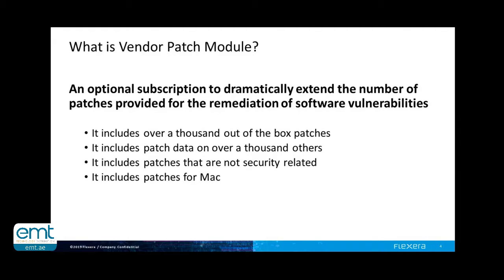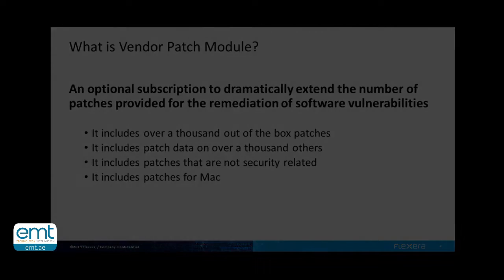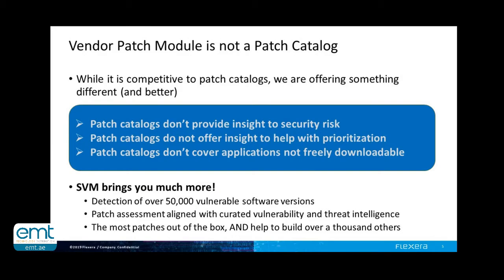It includes patches that are not security related, and it includes over 100 patches for Mac. What the Vendor Patch module is not is a patch catalog. Patch catalogs don't provide insight into security risk, and they don't provide help with prioritization. With SVM, we're detecting over 50,000 software versions and can align that directly with curated vulnerability and threat intelligence for effective prioritization. That, plus the largest set of patches available anywhere, makes Software Vulnerability Manager the best solution to attack this critical challenge.